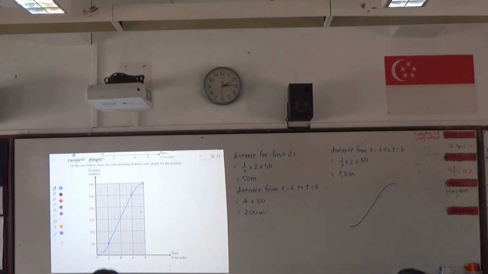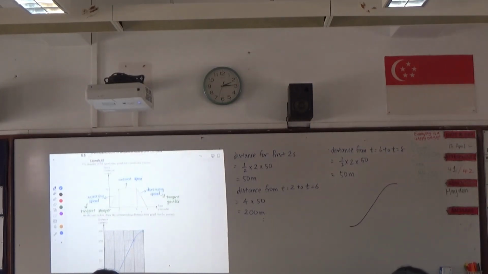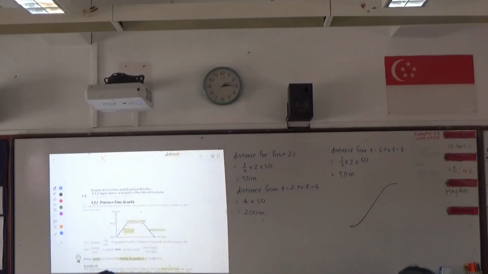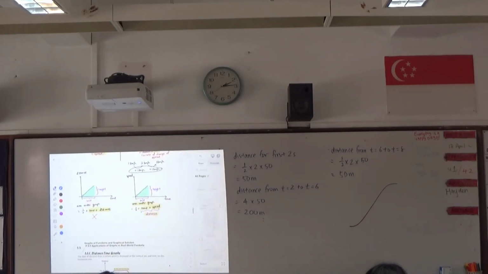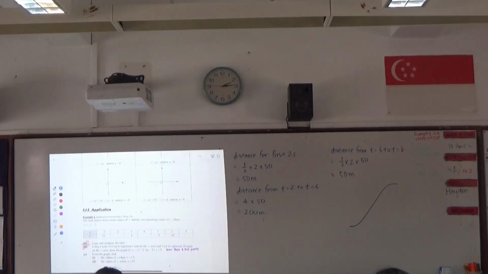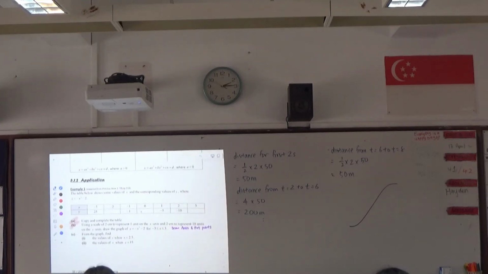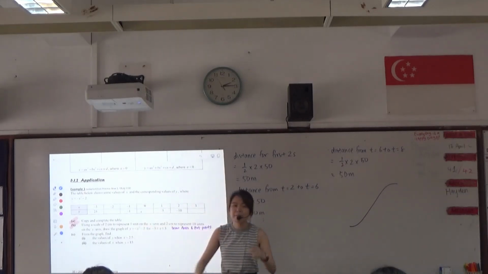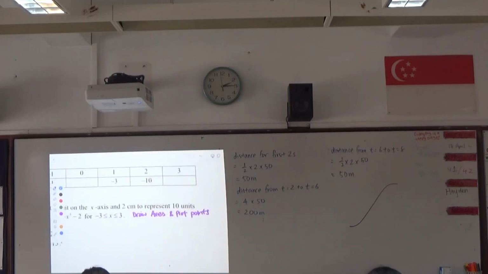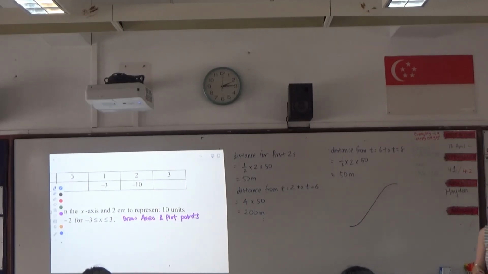Now, as promised, this is the last question, but HBL tomorrow. I got a simple task for you. Really simple. I want you to do example 1, 2, and 3 of this worksheet. Just answer part A, if there is any, and part B. Part B, all I need you to do is draw your axis and plot points. Simple, right?